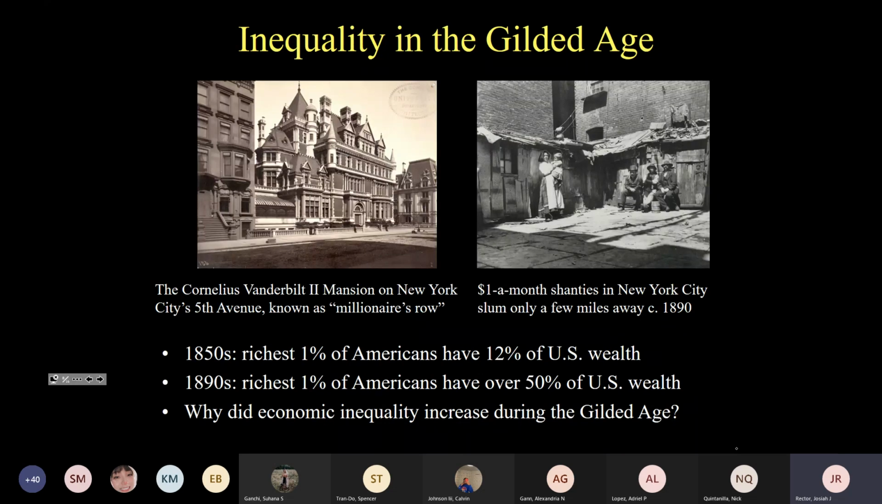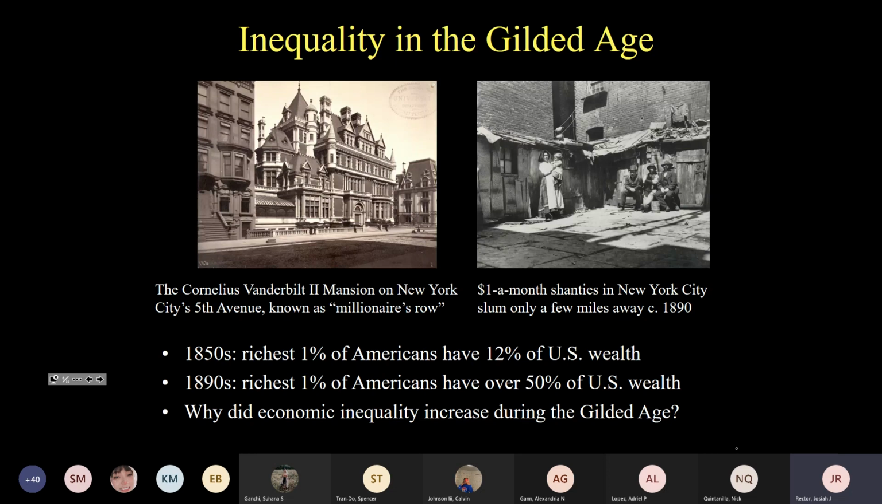There also weren't mechanisms for redistributing the wealth that was being generated, right? So you didn't have, for example, a progressive taxation system. Labor unions did not represent most American workers. And so there weren't a lot of checks and balances on the generation of wealth. But this is also a matter of debate among historians, and there isn't one single correct answer.